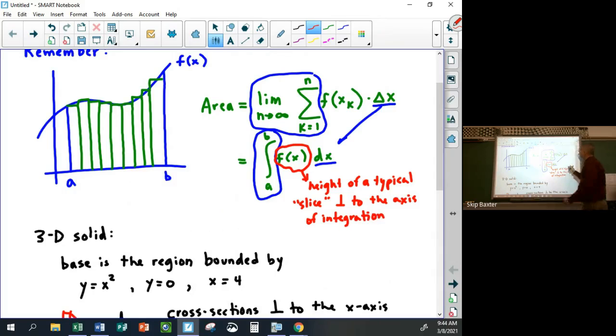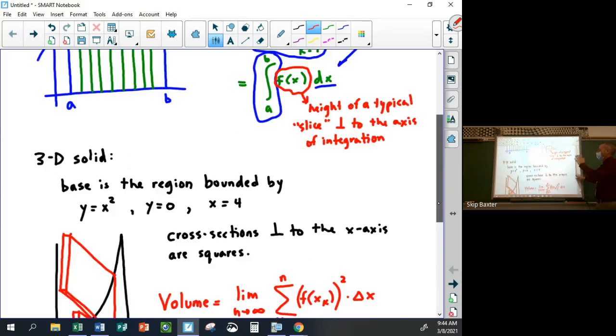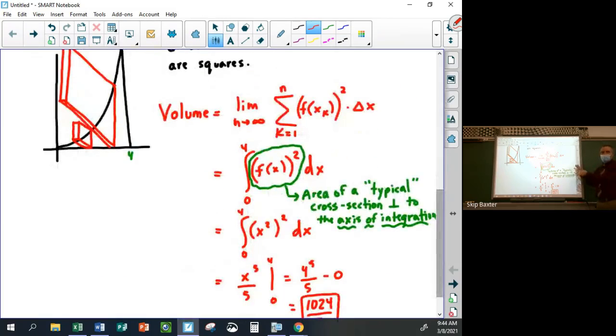So I'm just basically taking what we did in 2 dimensions here to calculate area, I'm just extending it, and we're doing the exact same thing for 3 dimensions here to calculate volume. Does everybody see that connection?